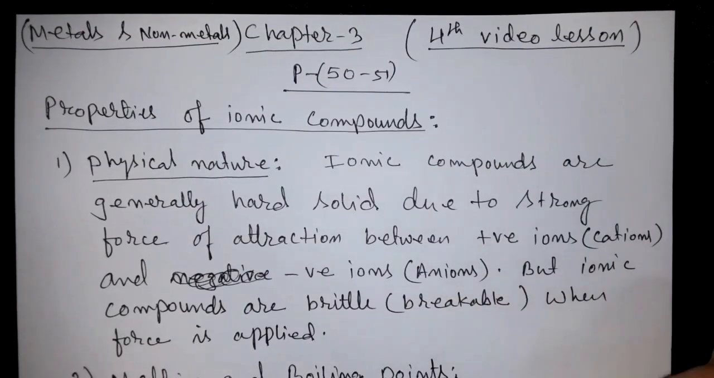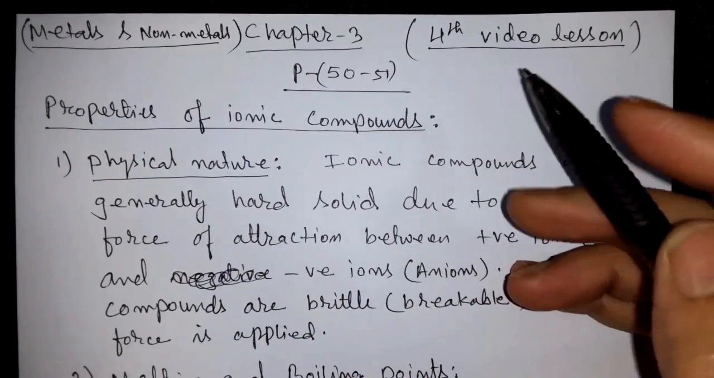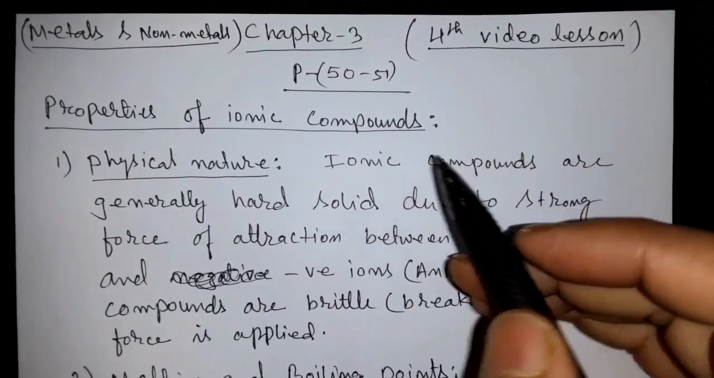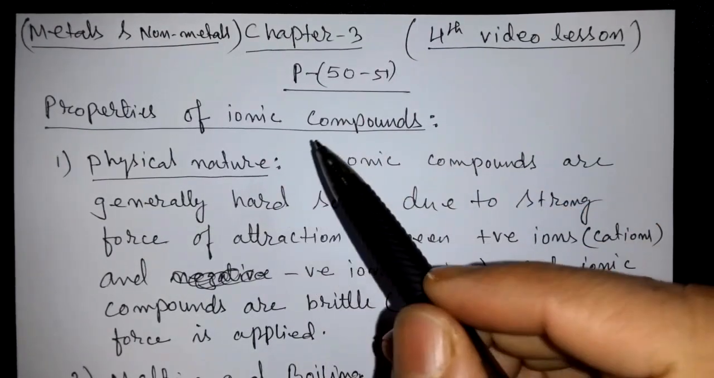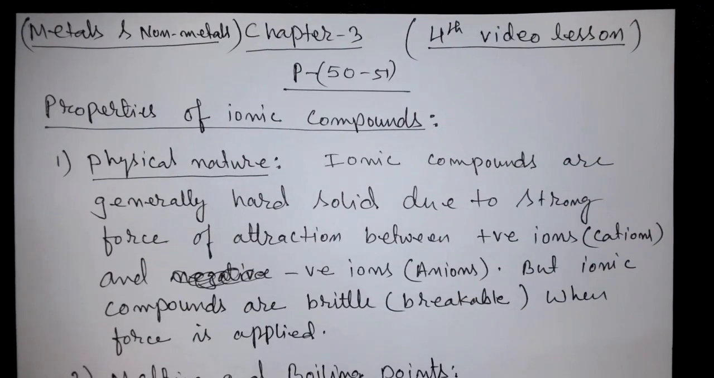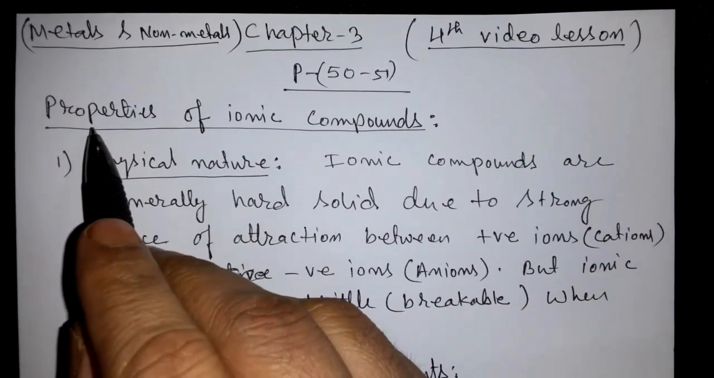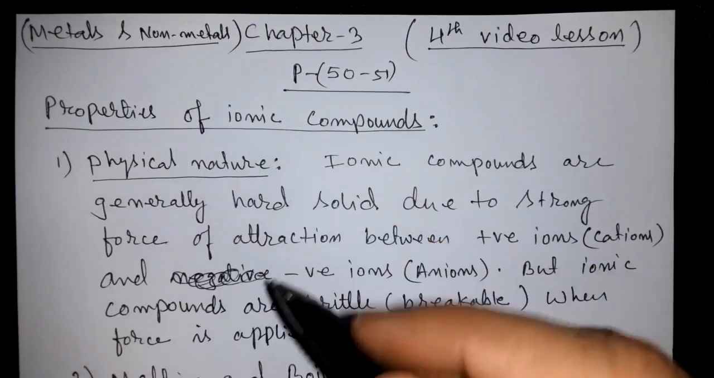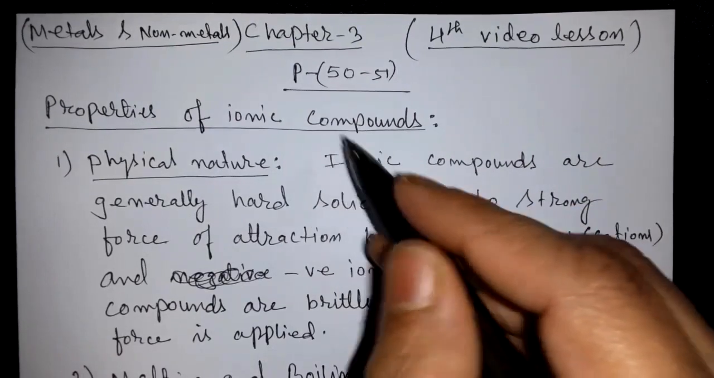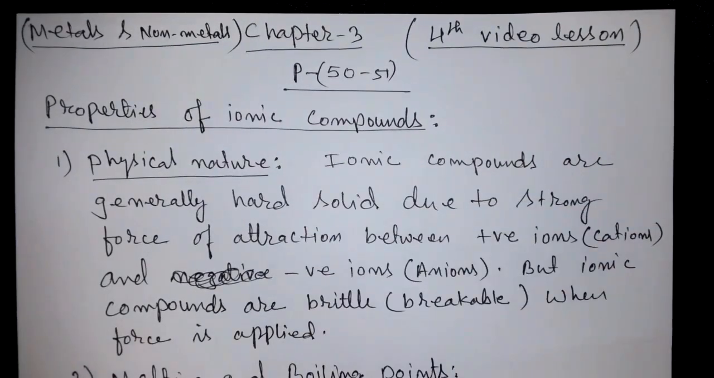Okay, this is the fourth video lesson on chapter 3, that is metals and nonmetals. Today we'll be discussing pages 50 and 51, and the heading is properties of ionic compounds.